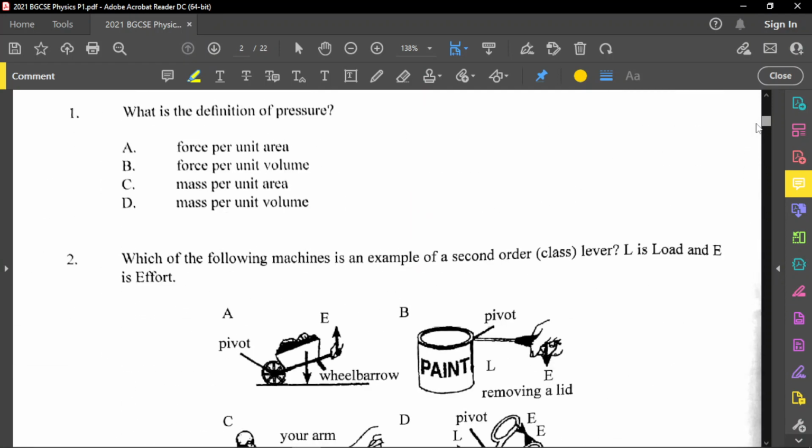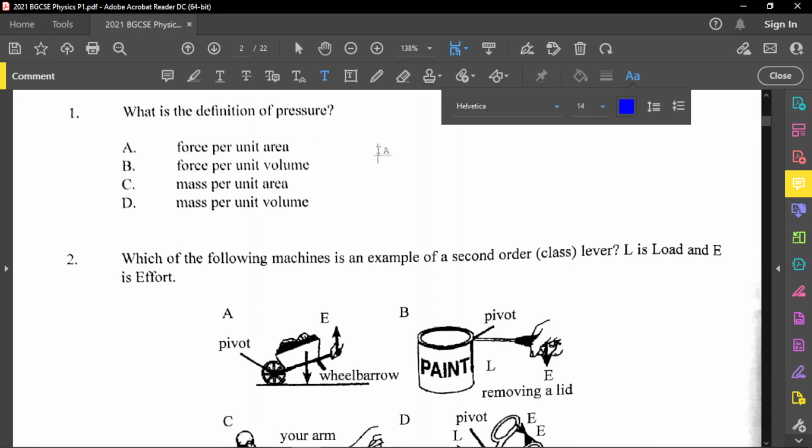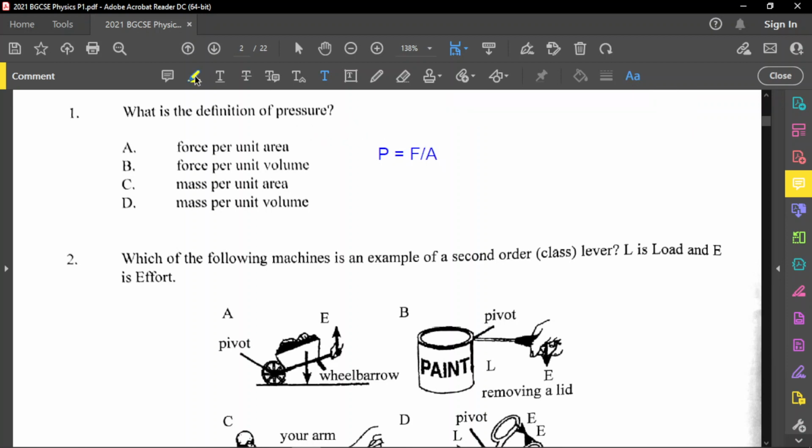Let's go to question number one real quick. For question number one, it said, what is the definition of pressure? And quickly just to remind you, the formula for pressure is that pressure is equal to force over area. All right. And if it's equal to force over area, therefore the definition is actually force acting per unit area. And so already option A is our correct answer. All right. So it's not volume, which is stated in B or D, and it's not mass, but it's actually force acting per area.